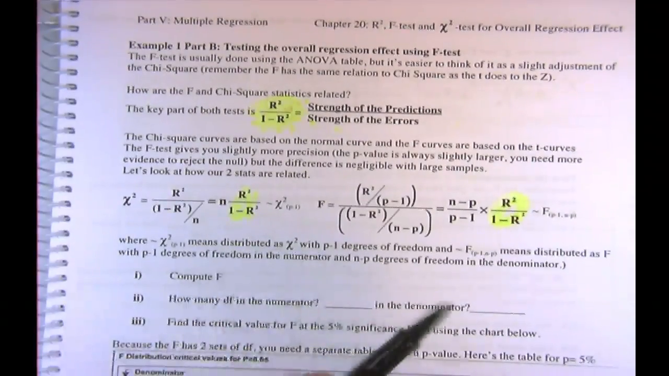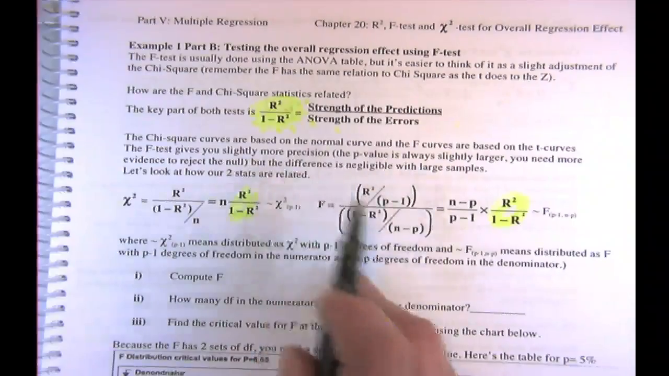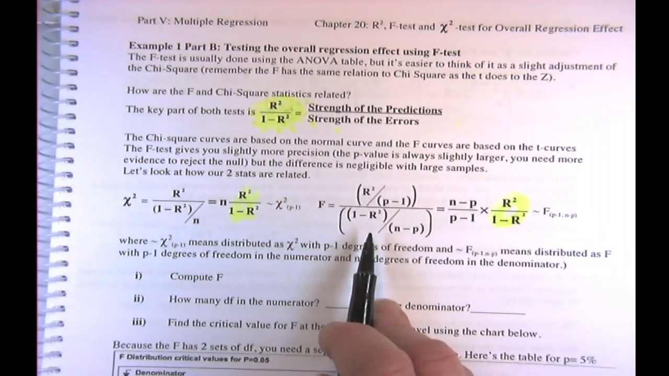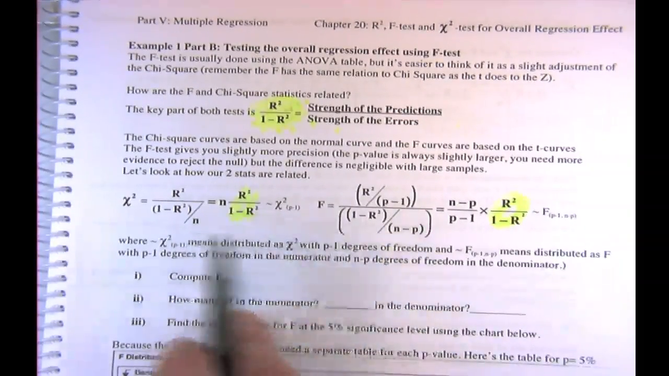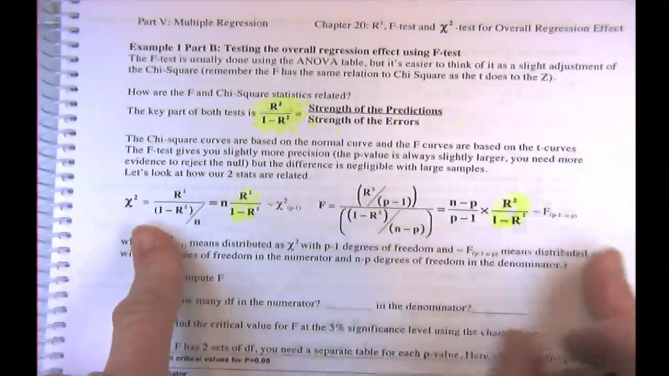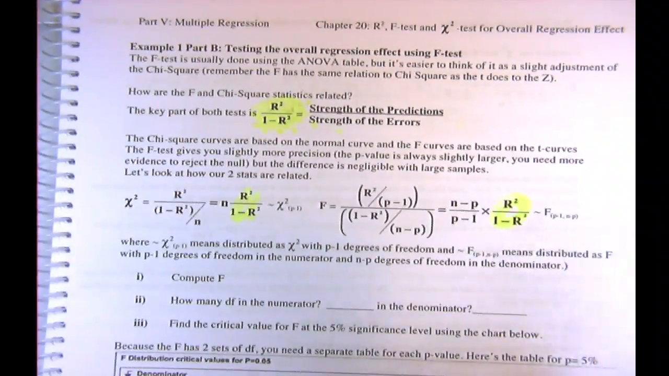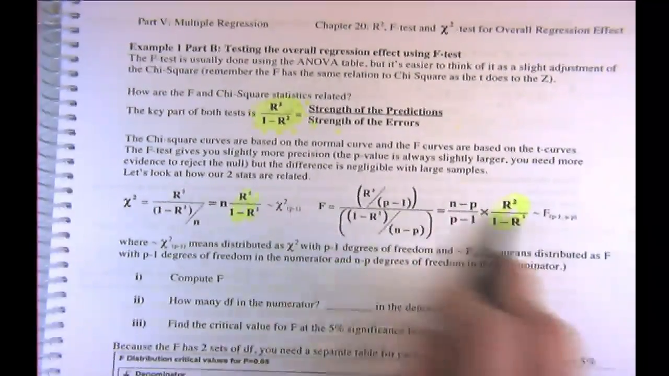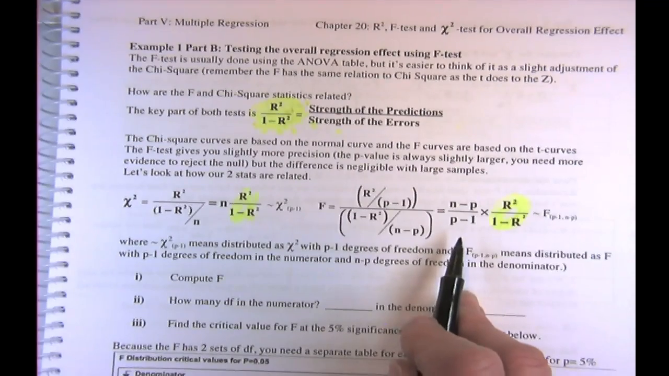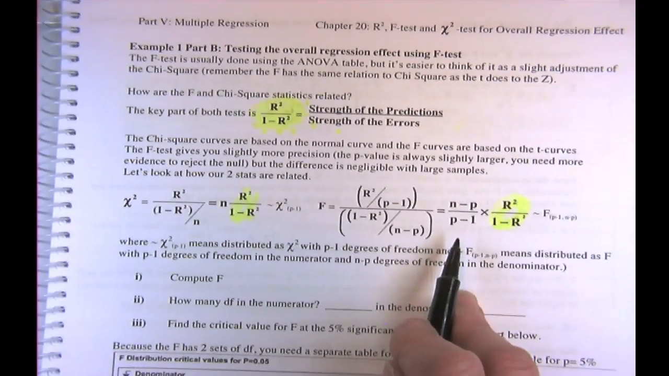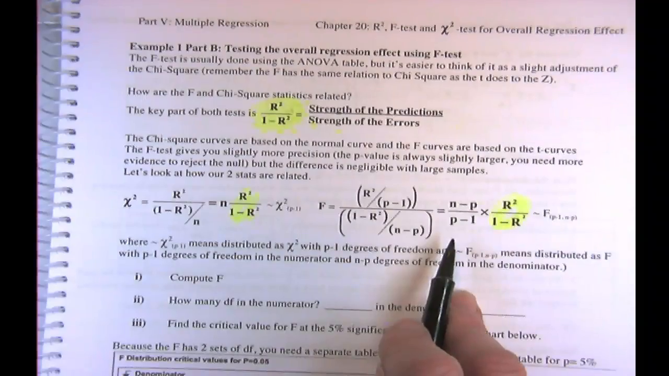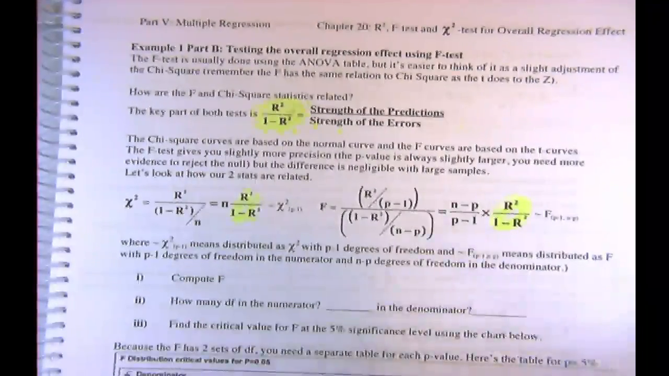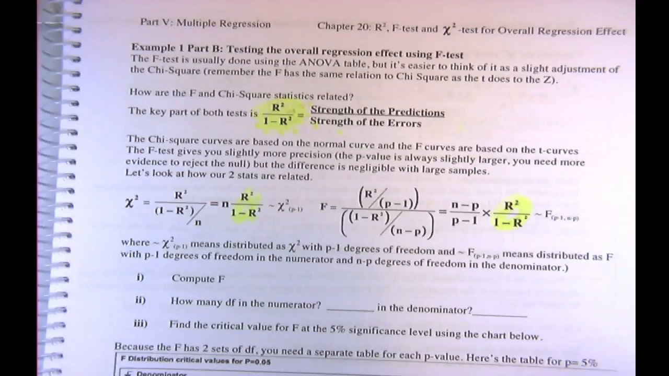Now let's look at other differences. The chi-square curves are based on the normal curve, right? The relation between the chi-squared and the f is very analogous to the relation between the z and the t. In other words, in the limit, as n gets big, they become very much the same. This f gives you a little more precision with smaller samples, but that difference becomes less and less important as your samples grow. And you'll see it's not very much difference.